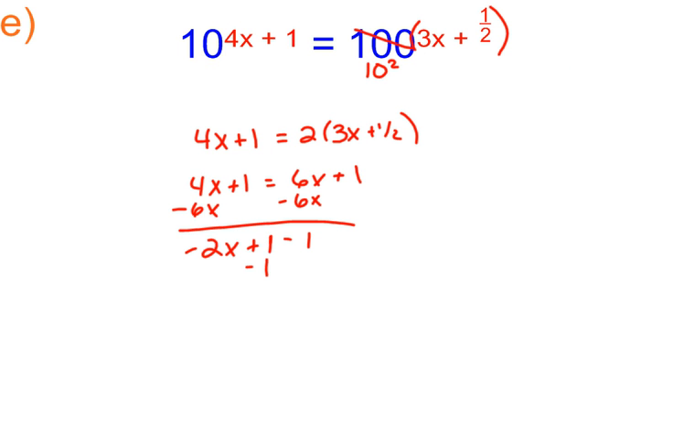Okay, minus 1, minus 1. So I have negative 2x equals 0. So when I divide by negative 2, I would get x to be 0.